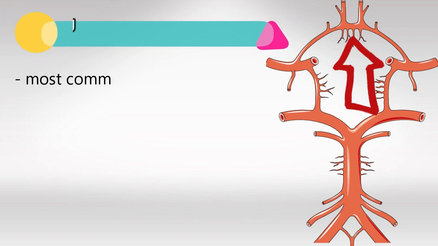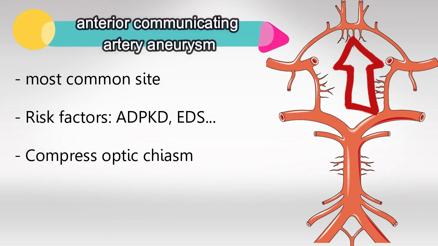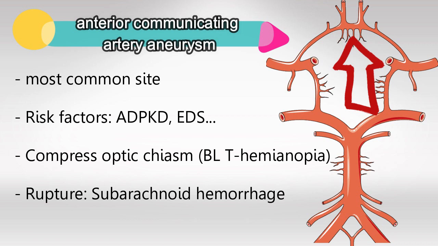Now let's talk about the circle of Willis aneurysms. An aneurysm in the anterior communicating artery, which is the most common site for aneurysms, will result in optic chiasm compression, which will result in bilateral temporal hemianopia. Common risk factors are Ehlers-Danlos syndrome or autosomal dominant polycystic kidney disease. If the artery ruptures, it will cause subarachnoid hemorrhage.